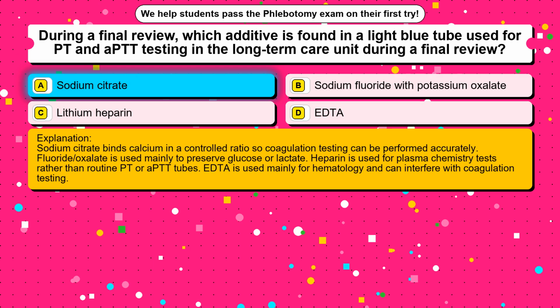Fluoride/oxalate is used mainly to preserve glucose or lactate. Heparin is used for plasma chemistry tests rather than routine patient or APTT tubes. EDTA is used mainly for hematology and can interfere with coagulation testing.